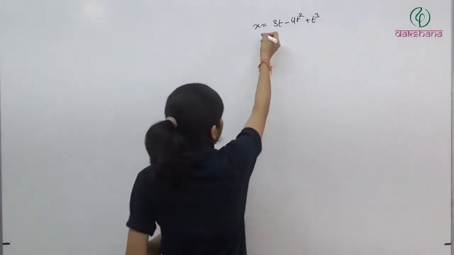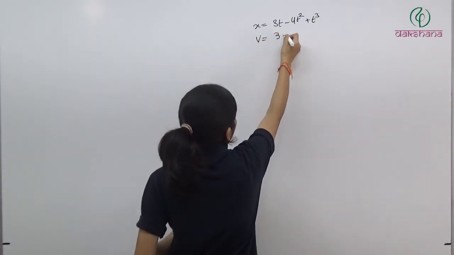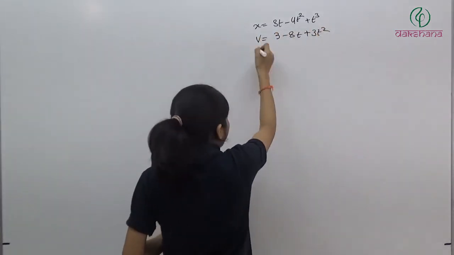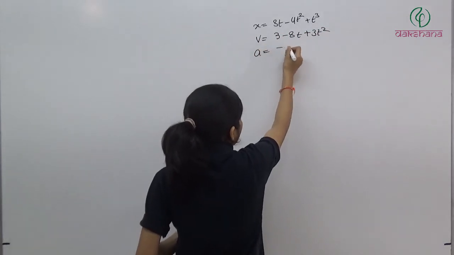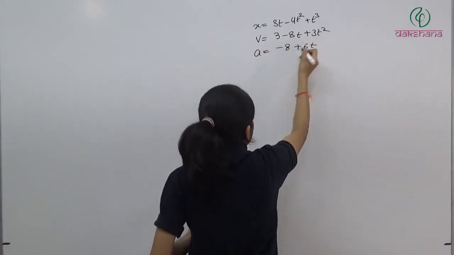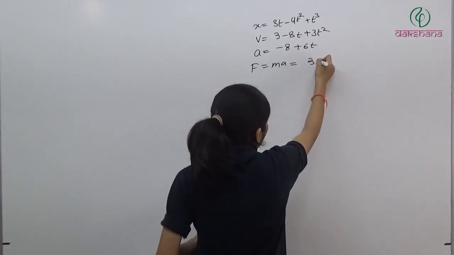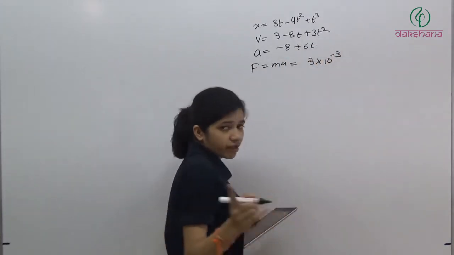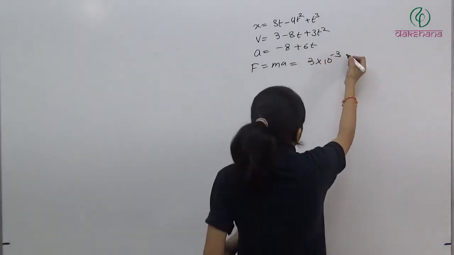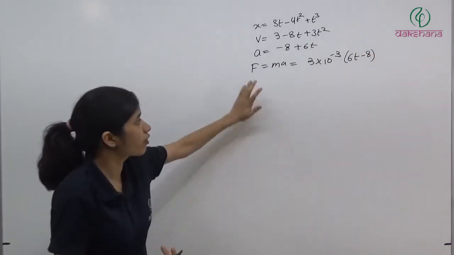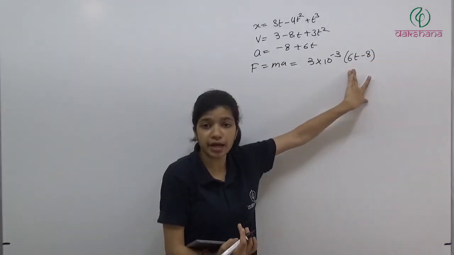Clear? If we differentiate this, v is equal to 3 minus 8t plus 3t square. If we again differentiate, a is equal to minus 8 plus 6t. It means force is equal to ma is equal to 3 into 10 to the power minus 3. It is given in gram, so convert it in kg, into 6t minus 8. It means we have a force which is a variable, it is time dependent.